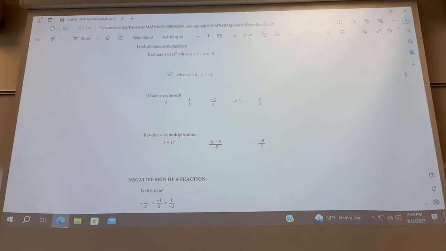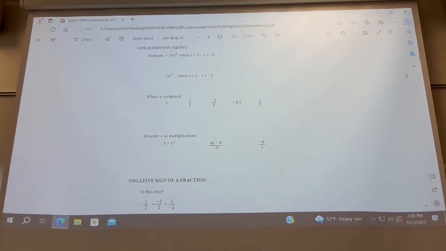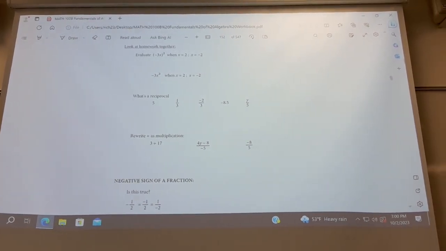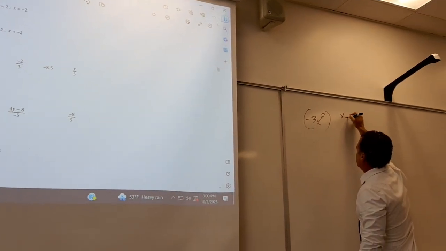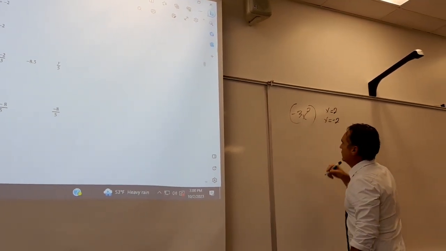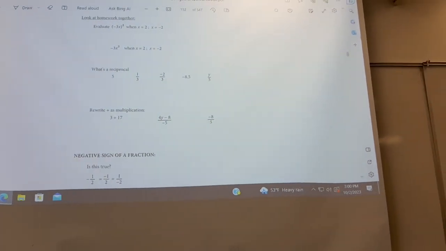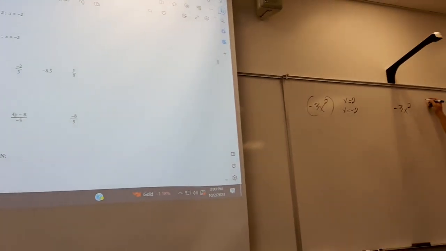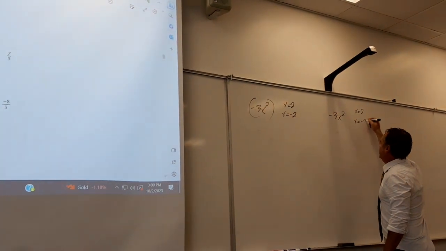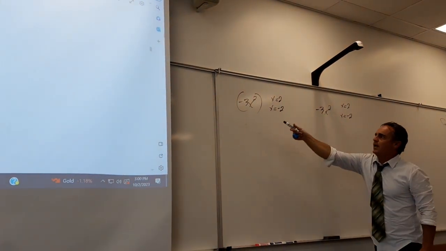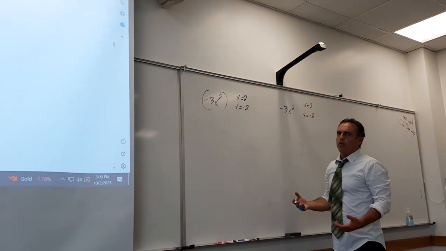Check it out. So we got negative 3x squared in parentheses. And I want you to examine this one, x equals 2 and x equals negative 2. Okay? You guys can start doing those. And then we got negative 3x squared without the parentheses. And we're going to examine those when x equals 2 and x equals negative 2. And we're going to get very different answers for these two problems, even though they look almost the same.